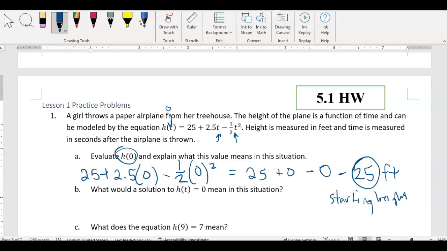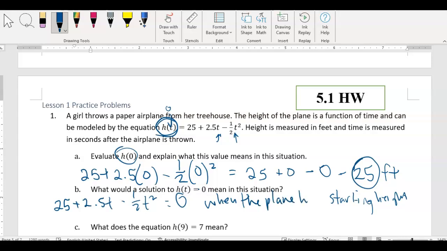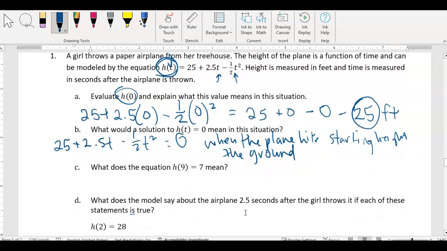It said, what would a solution to h of t equals 0 mean in this situation? So if we were looking at 25 plus 2.5t minus 1/2 t squared equals 0, what does that mean? Well, h of t represents the height. So this would be when the plane hits the ground, right? Those would be values of t that tell us when the plane has hit the ground.